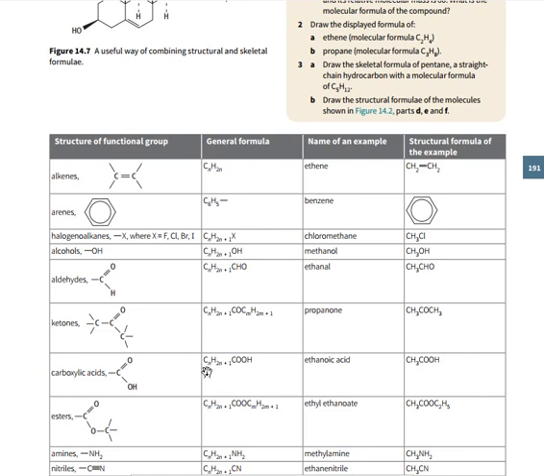You have an alkyl group, CnH2n+1, COOH, ethanoic acid, and this is the formula here. Then we have an ester, which has an alkyl group attached here. We have a C double bond O, an O, and an alkyl group. So that's why you have this alkyl group formula. You have C double bond O, and then you have another alkyl group formula. An example is ethyl ethanoate, and this is the formula of ethyl ethanoate.